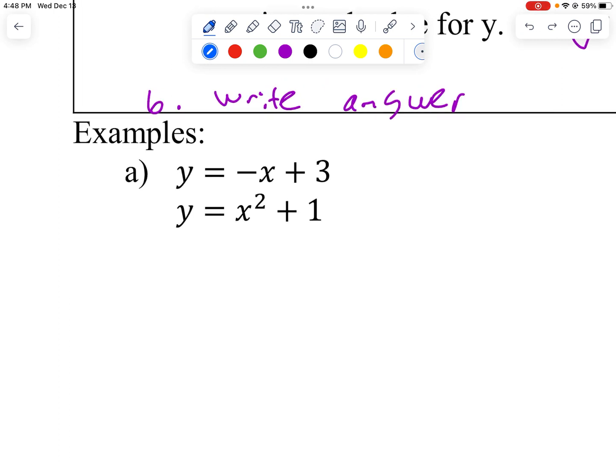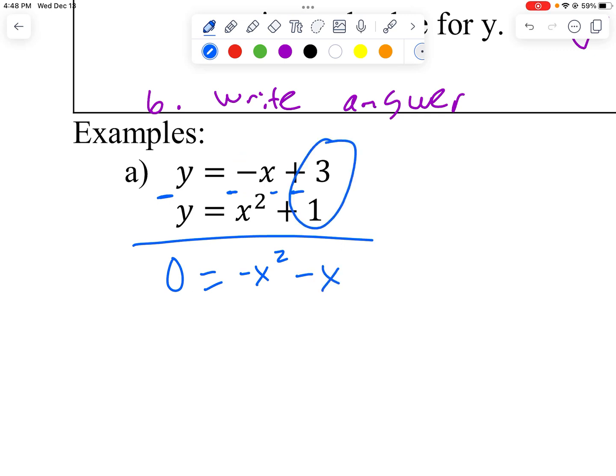So we got this. Luckily my y's are already lined up, so I'm going to subtract, and I'm just going to subtract down my columns here. I get 0 equals, there's no x squared term, so I'm going to just get -x squared. There's no x term there, so I'm subtracting no x's, but I already have -x at the top. And then 3 minus 1 gives me 2.